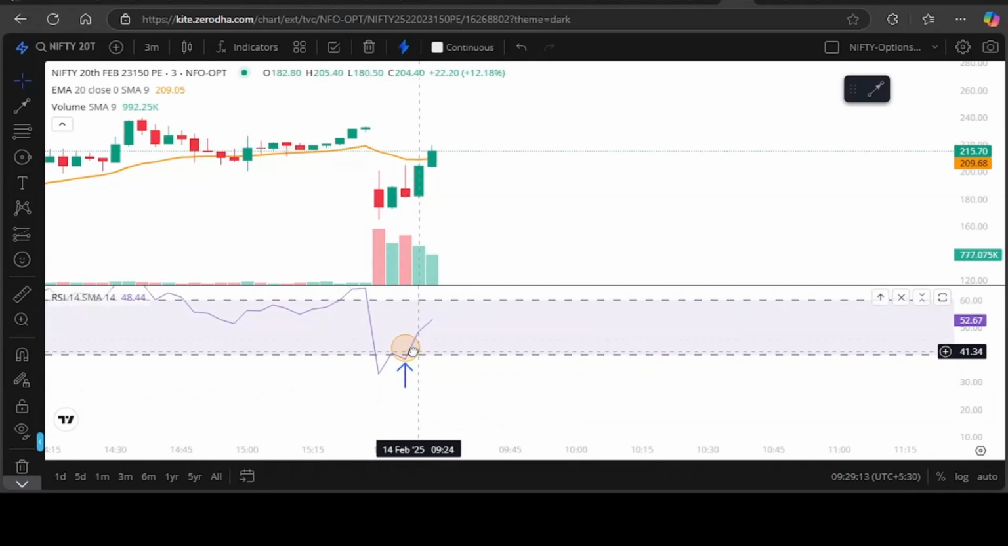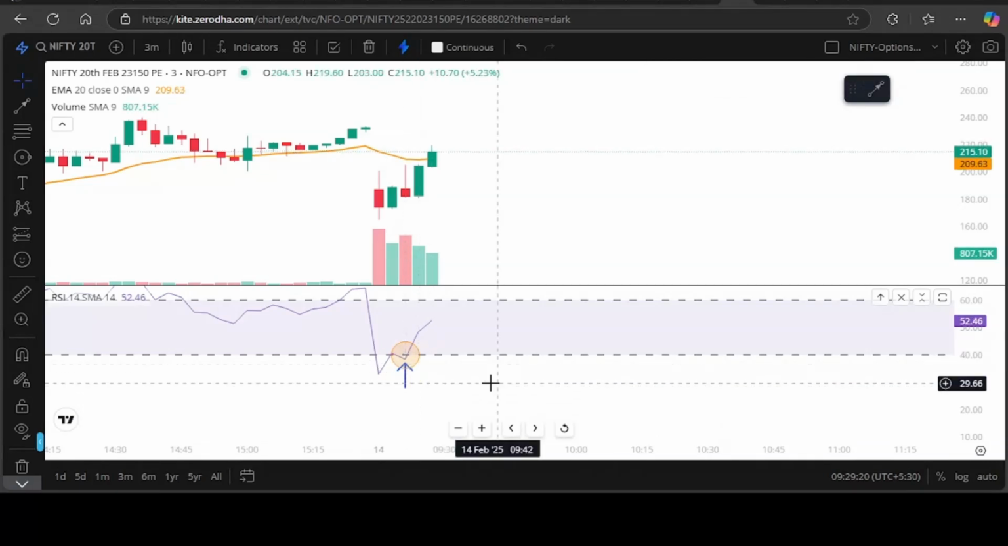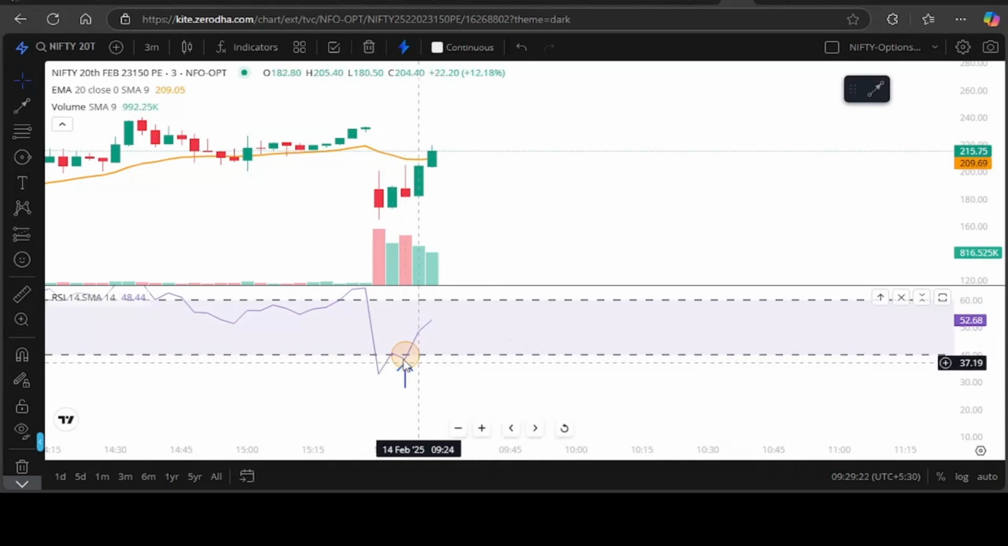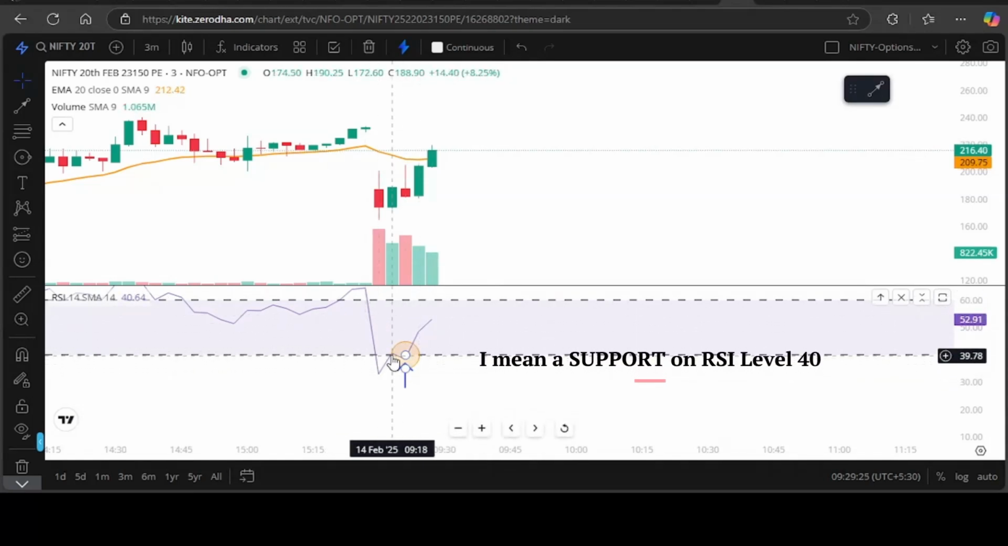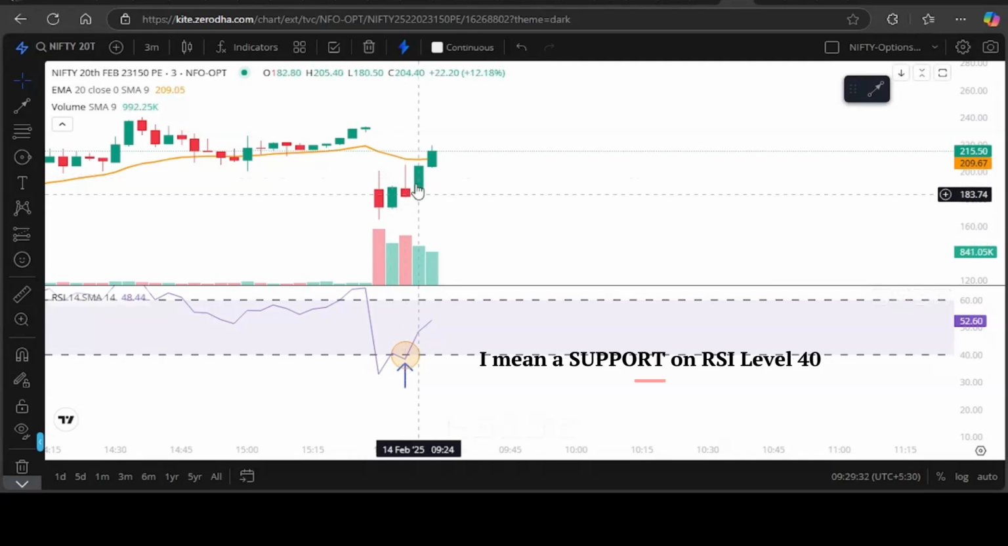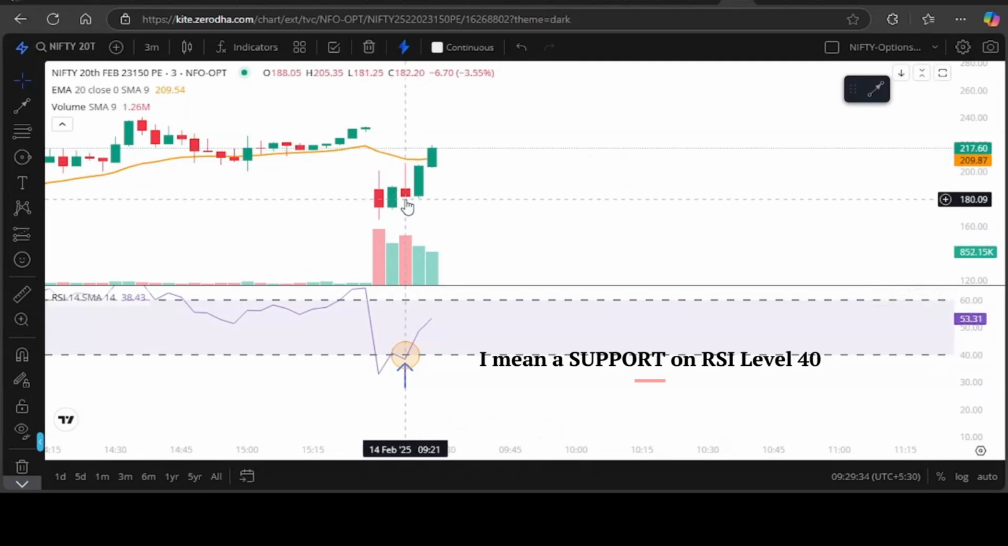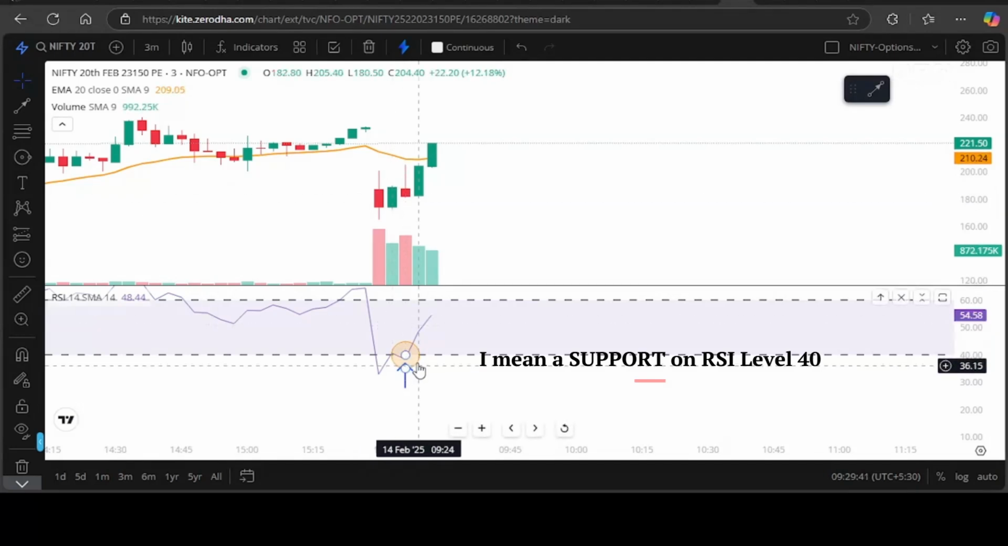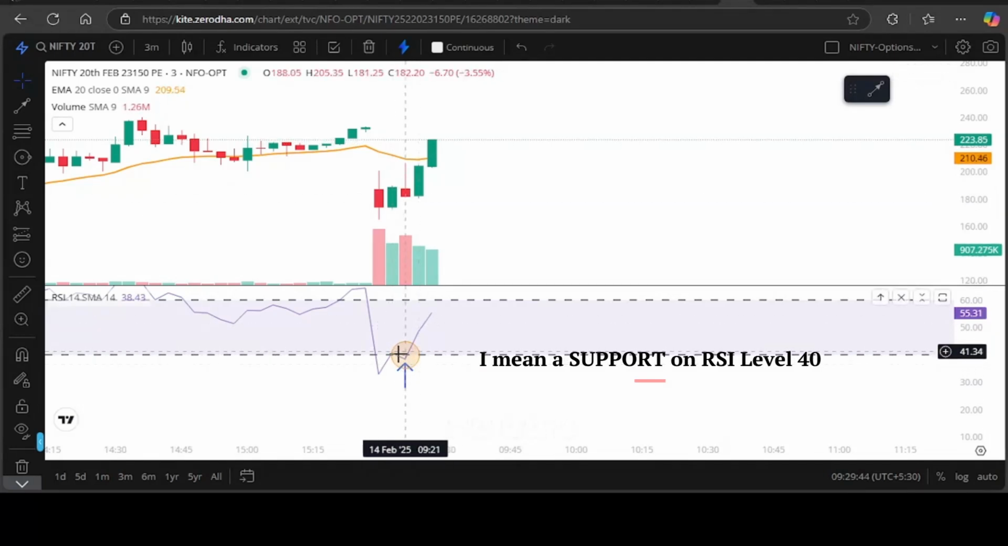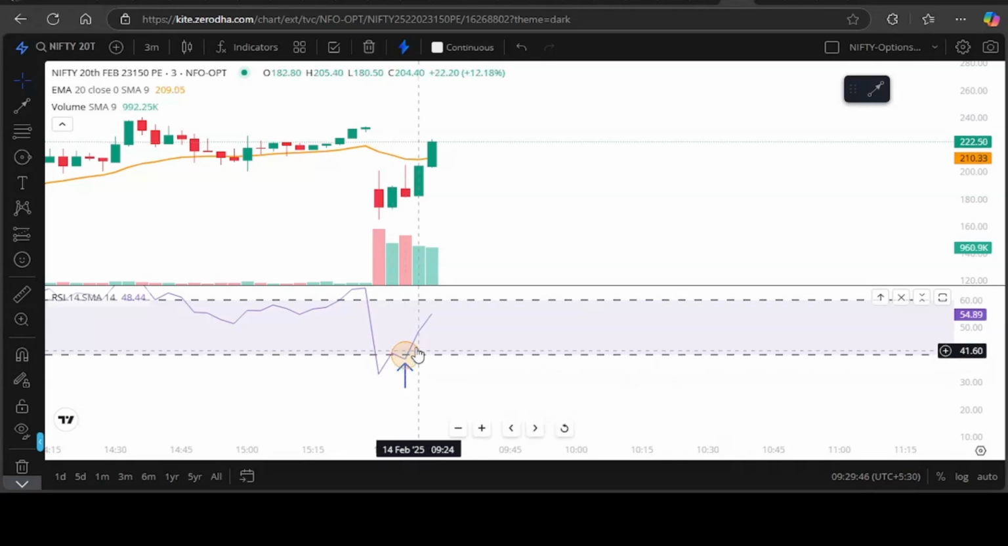Now look in the RSI section. Look at this orange circle and look at the arrow to what I'm pointing at. So this is the signal that I'm talking about. RSI came down, resisted on level 40, but it came down again. Okay, not a very great candle here. As I always tell you, there is a relation between the candle and the RSI line, whether it is support or whether it is resistance.